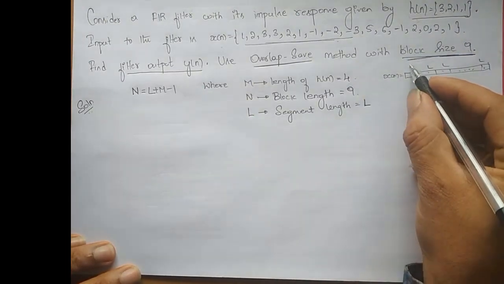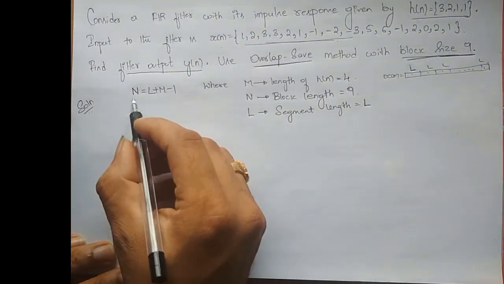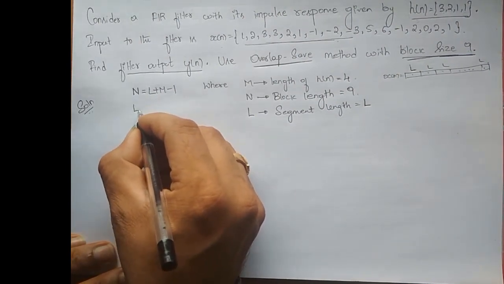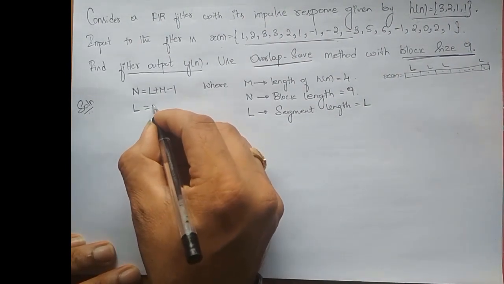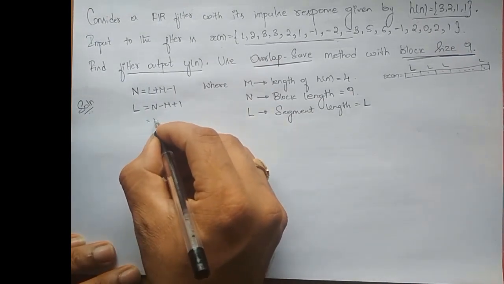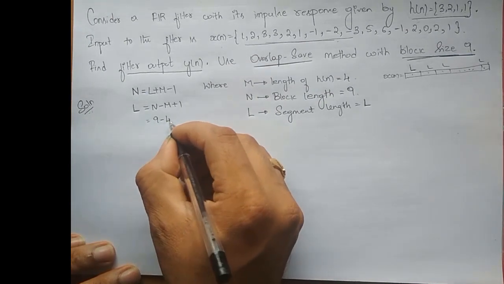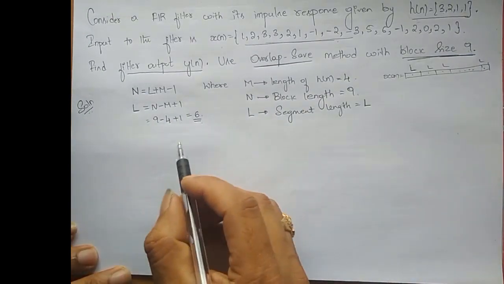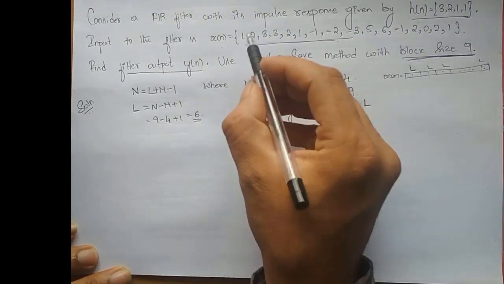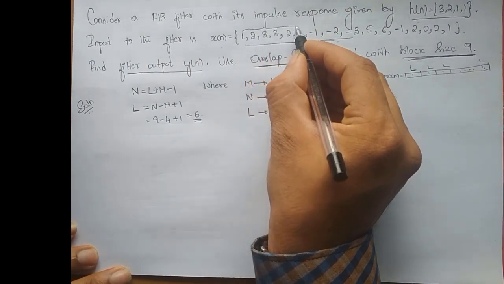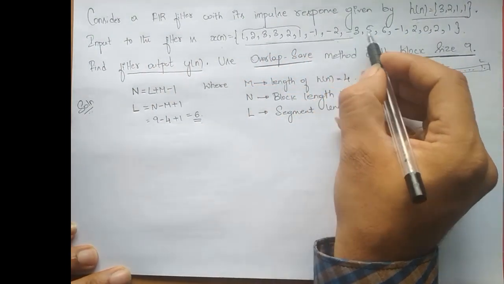Before that we have to find the value of L, so I write this equation in terms of L. L is N minus M plus 1, which is equal to 9 minus 4 plus 1, which is equal to 6. So the segment length is 6. So 1, 2, 3, 4, 5, 6. This is the first segment I have.